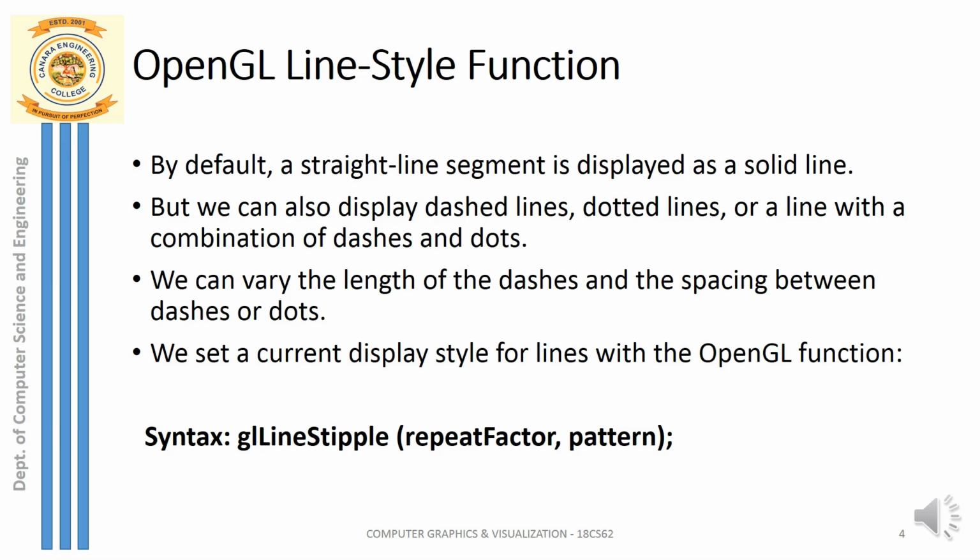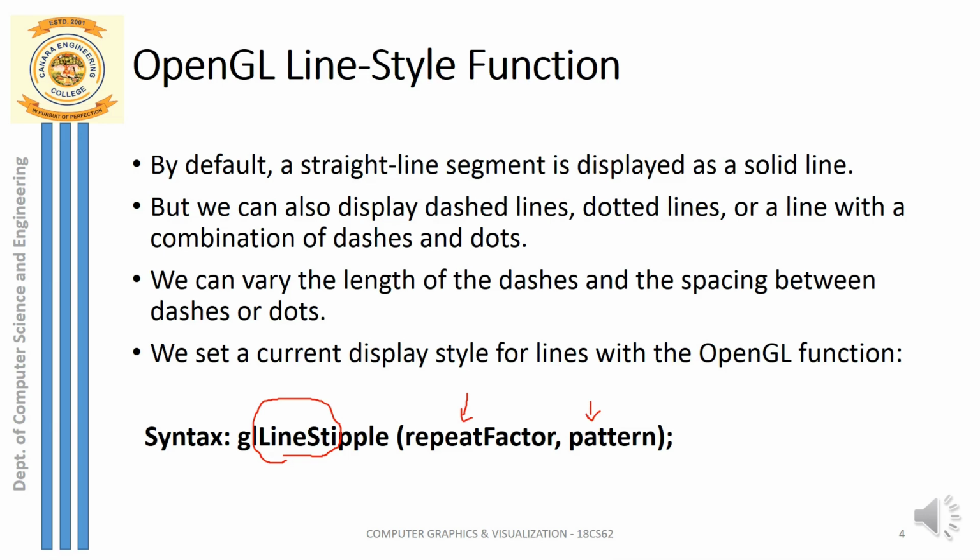The next attribute that can be specified for the line is line style, and the function I am going to apply is glLineStipple. I'll explain line stipple with an example, and an example for line width will also be explained. You can see the parameters that can be passed for line stipple. Two parameters are passed: the first is the repeat factor and the second is the pattern.